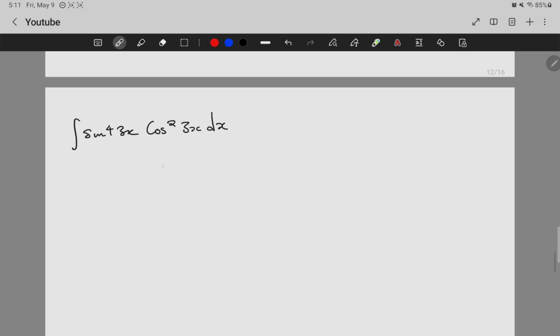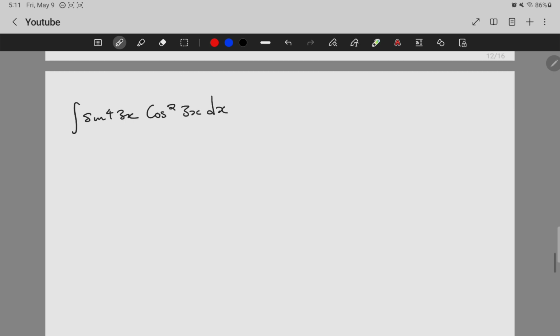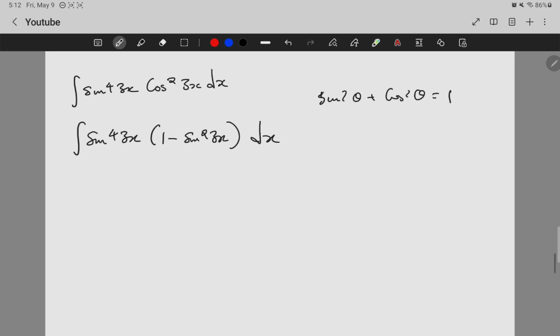Okay, so if I'm dealing with something like this, both terms have even powers. So I can choose to combine these. So I will transform one of these to the other. So I can transform the cos into the sine. So I have sine to the power 4 3x, and then this becomes 1 minus sine to the power 2 3x dx. So using that identity, of course, since we know sine squared theta plus cos squared theta is equal to 1. So I'll just make cos squared the subject.